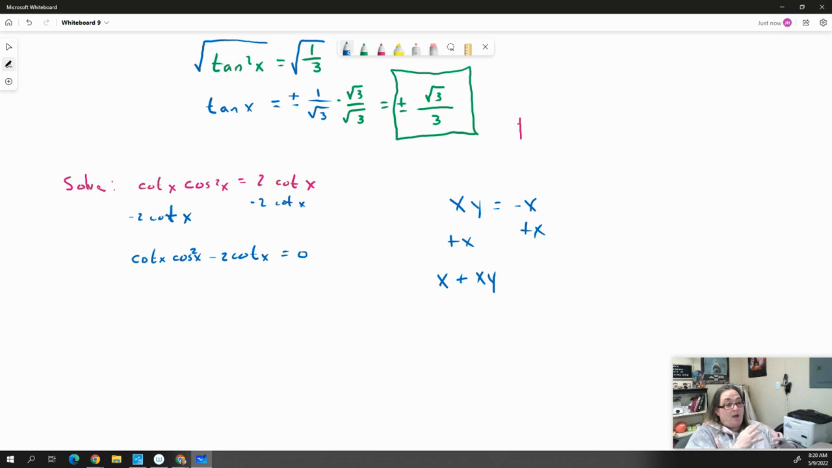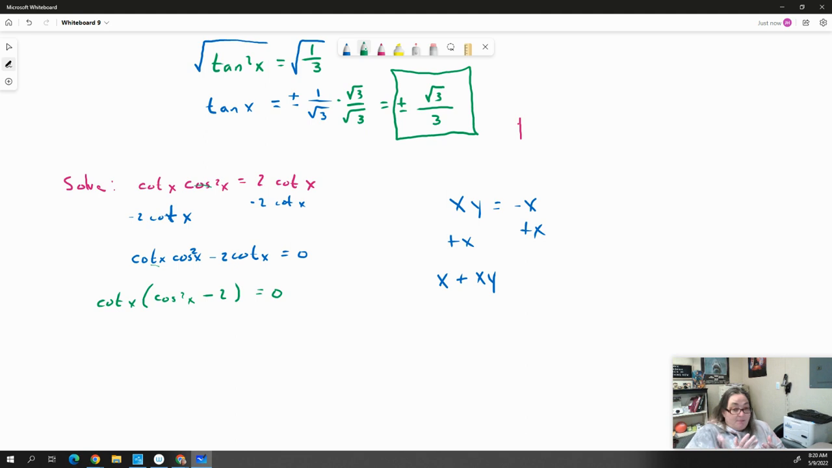So I just want to make sure you understand why we can't combine those. But what we can do is look at this and go, okay, each of these has a cotangent. We have a cotangent here and a cotangent here. So we can factor that cotangent x out of each piece. If I take cotangent x out of this piece, I'm just left with cosine squared of x. Minus, well, I factor out the cotangent of x here and all I'm left with is that 2. And all of this equals 0.